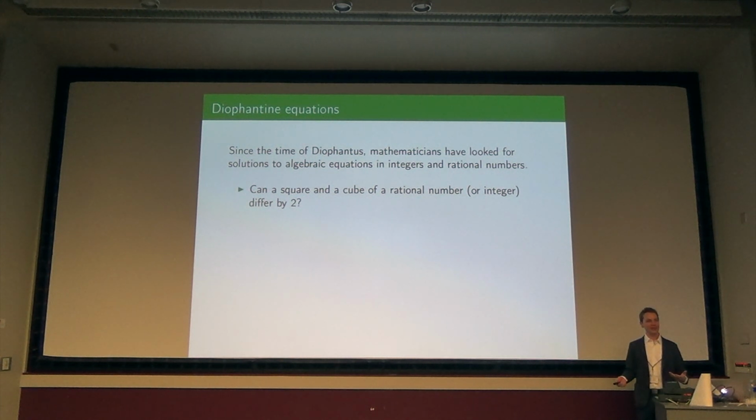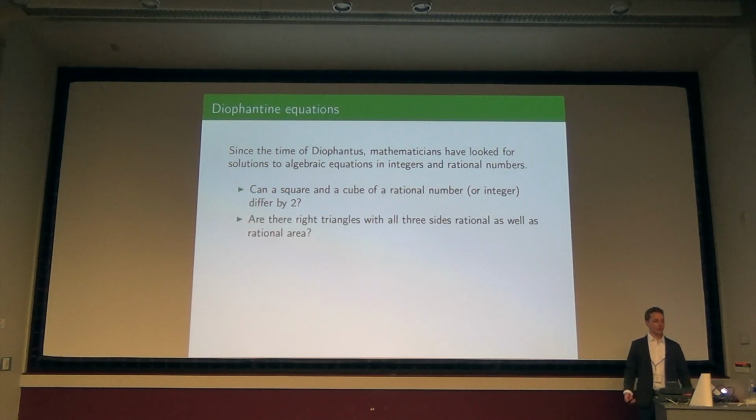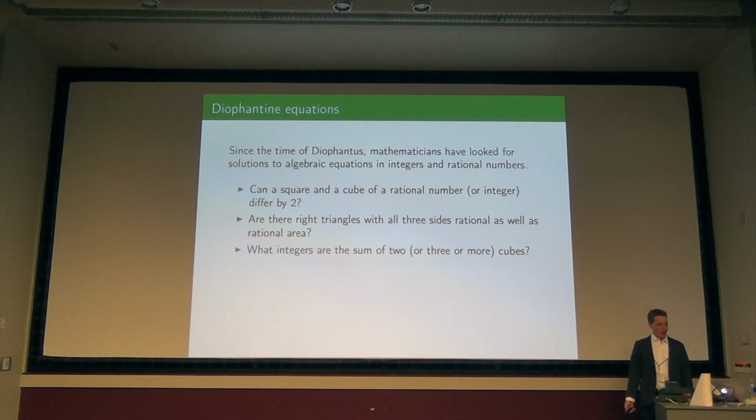Is there an example of such a thing? I'll leave you to think about that. Are there right triangles with all 3 sides rational as well as rational area? And then what integers are the sum of 2 or 3 or more cubes? So that's another example where we're trying to study solutions to algebraic equations.